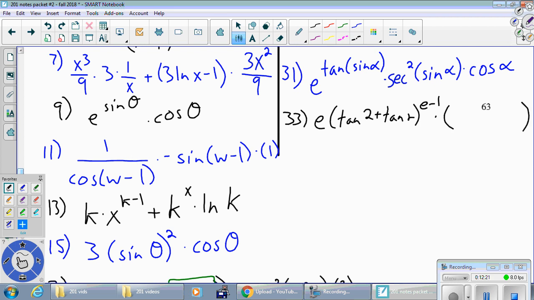Now tangent of 2 is just a number. There's no variable r inside of that expression. So the derivative of tangent of 2 is 0. We're not going to write it. Plus, and then the derivative of tan r is secant squared of r.